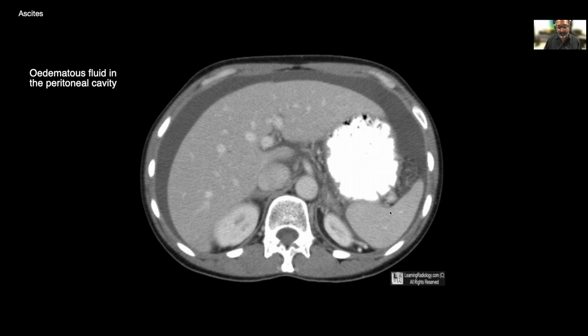Yes, that's the only thing. You're very right. But we don't know what the cause is, and the stomach is fine. It's just got radioactive dye in it. All right. Well done. Ascites it is.